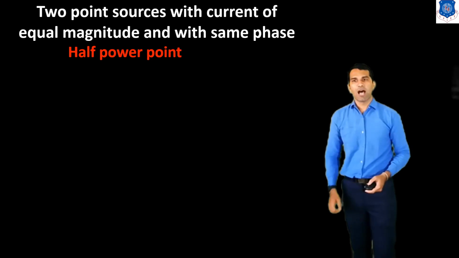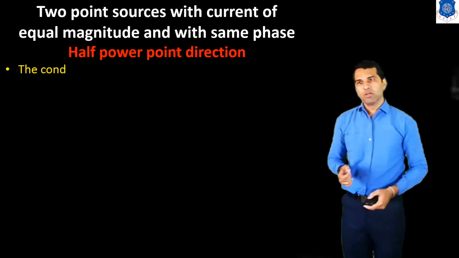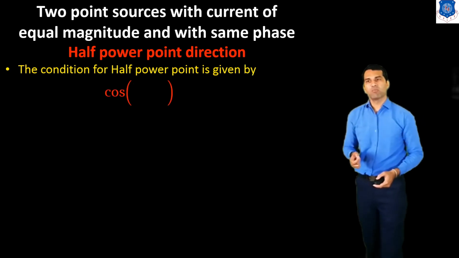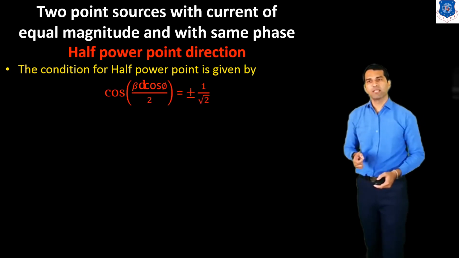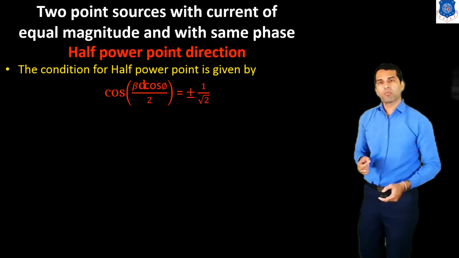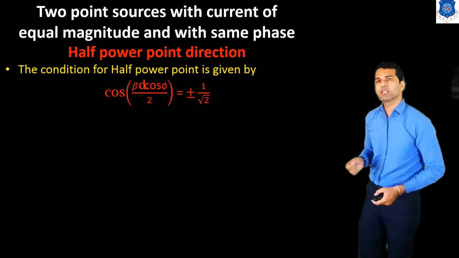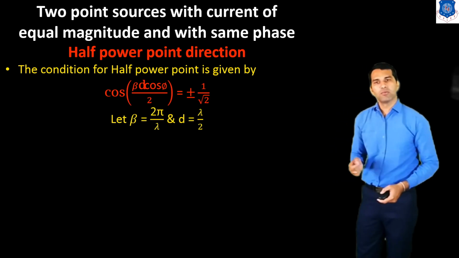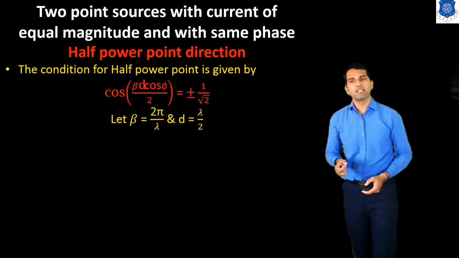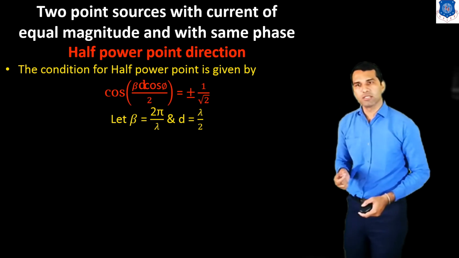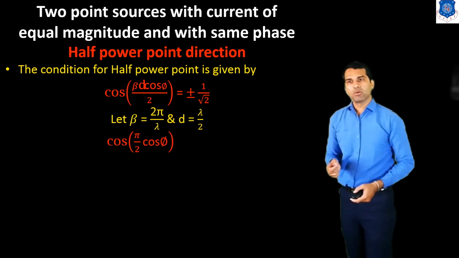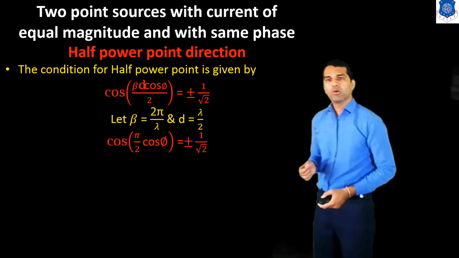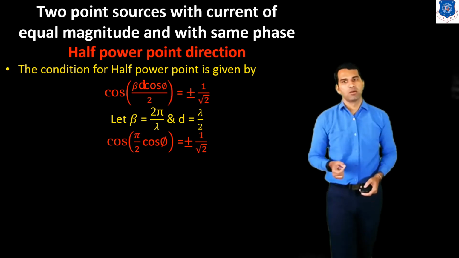Similarly, the half power directions. The condition for the half power point is given by cos(beta d cos phi by 2) equals plus or minus 1 upon root 2. This is the condition for the half power direction. Now we take the same assumption that beta equals 2 pi by lambda and the distance between the sources is lambda by 2. So we put this in the equation and get cos(pi by 2 cos phi) equals plus or minus 1 upon root 2.